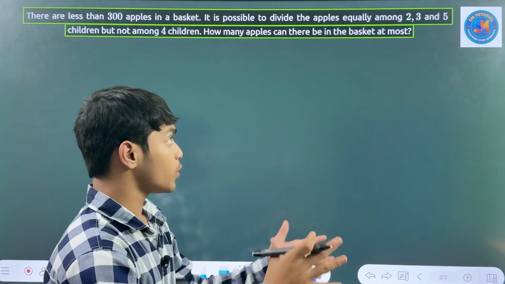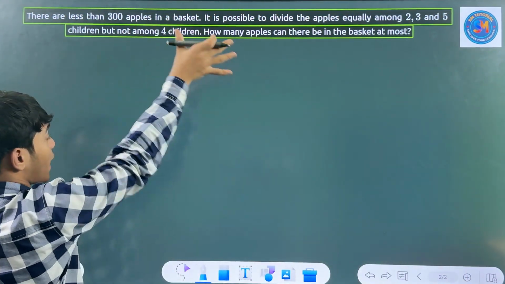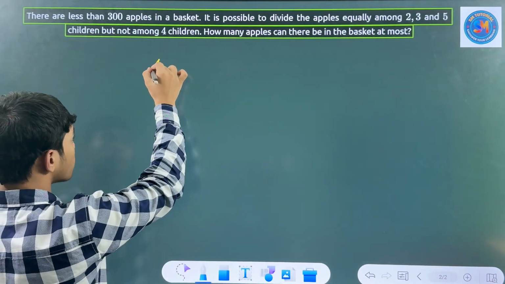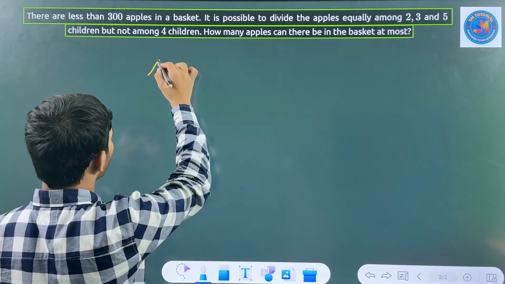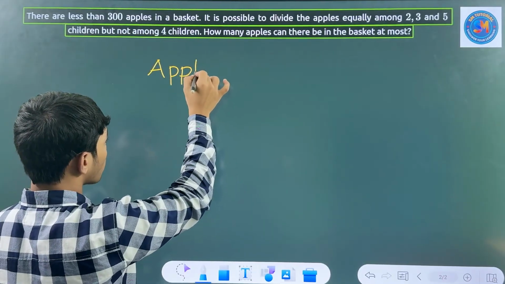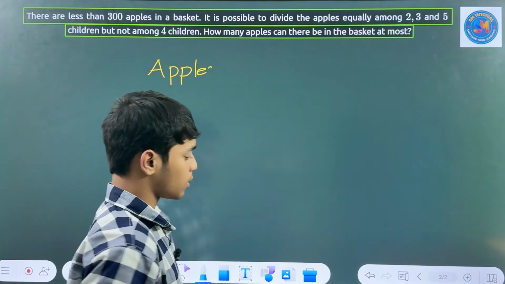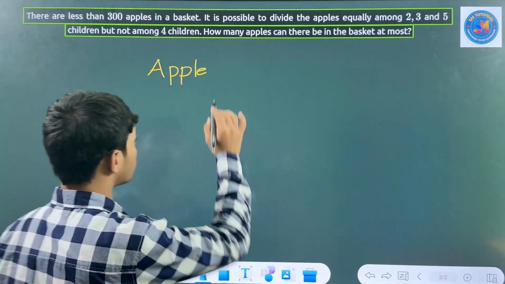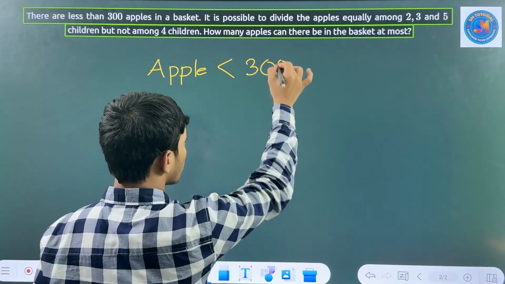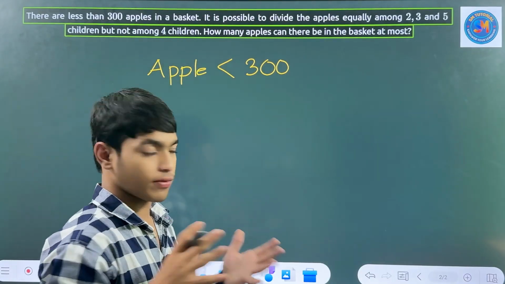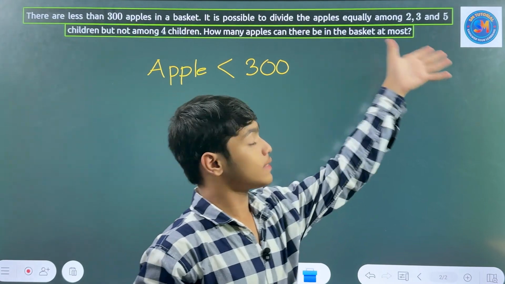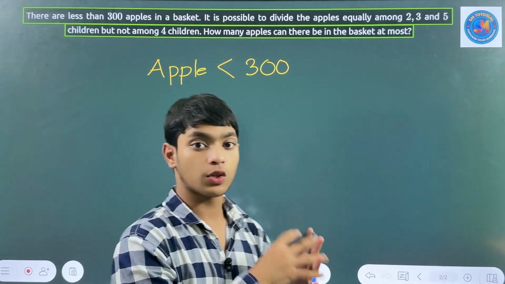So here, what we have to do. First of all, we know our apples are less than 300. So we can write it, our apple. Okay, our apple is less than 300. I think you all are familiar with this sign. This is very basic. And then it is told that we can divide equally among 2, 3, and 5.